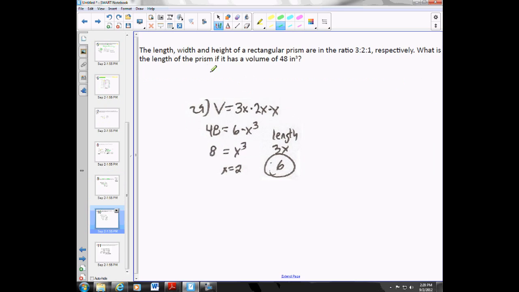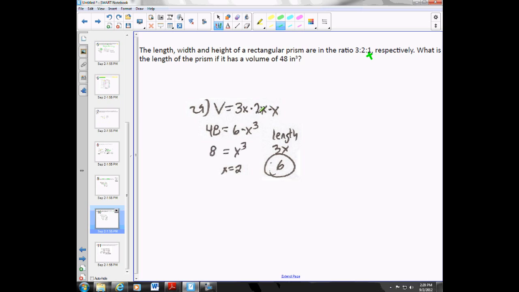All right, this one: the length, width, and height of a rectangular prism are in the ratio of 3 to 2 to 1, respectively. What is the length of the prism if the volume is 48? So volume equals length times width times height. Since we don't know any of the numbers, we put a letter. Start with the smallest one, so we put x for the smallest one. The next one is 2 to 1, so it's 2x. And the third side is 3 to 1, so 3x. That's how we get 3x times 2x times x.